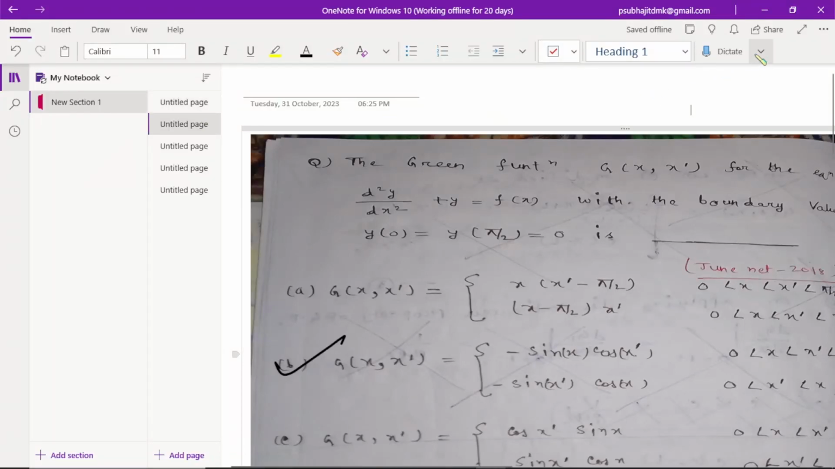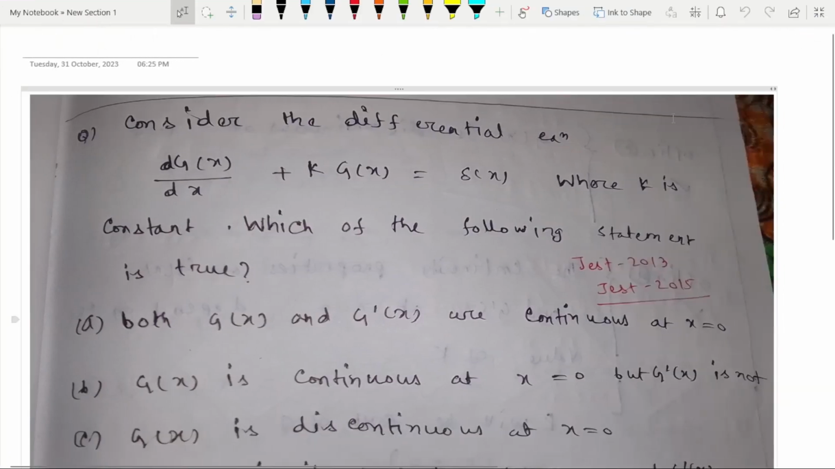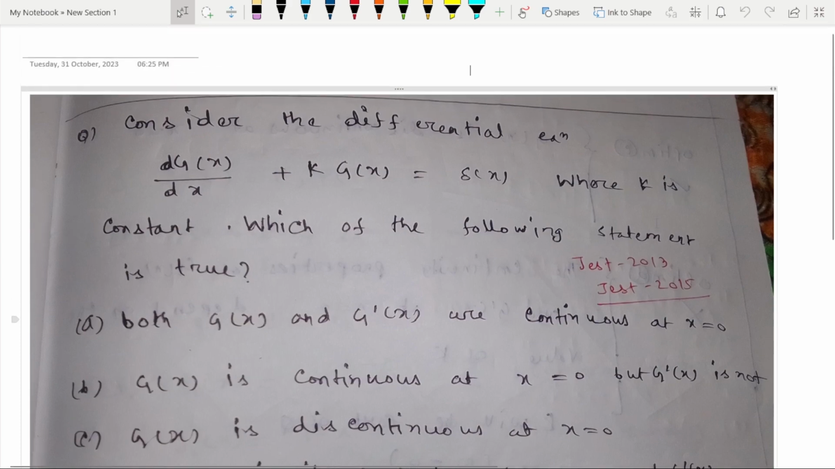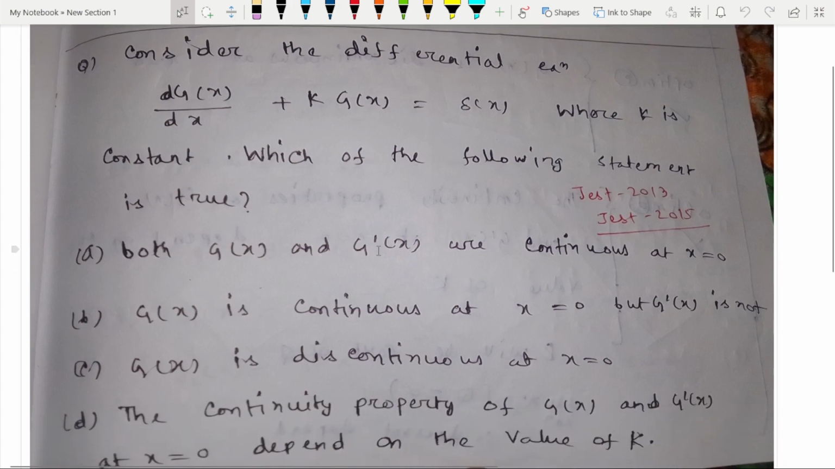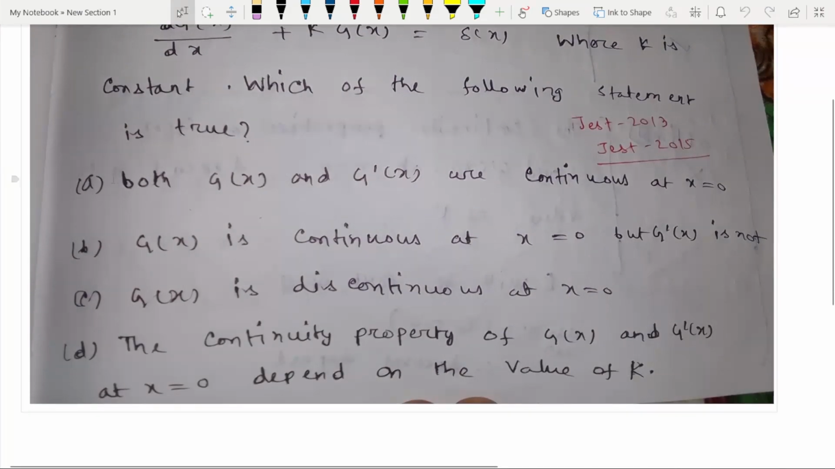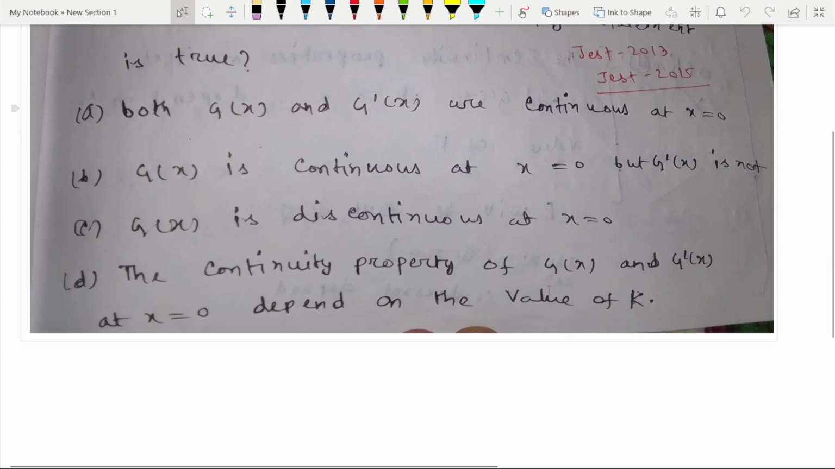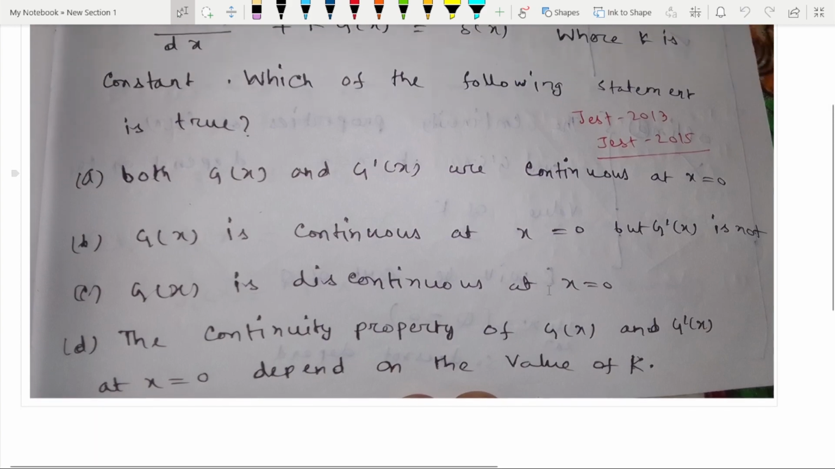Now our next question. This question came in JEST 2013 and JEST 2015. Consider the differential equation. A differential equation is given, and here some statements are given: both g(x) and g dash(x) are continuous at x equals 0; g(x) is continuous at x equals 0 but g dash(x) is not; g(x) is discontinuous at x equals 0. The continuity property of g(x) and g dash(x) at x equals 0 depends on the value of k.